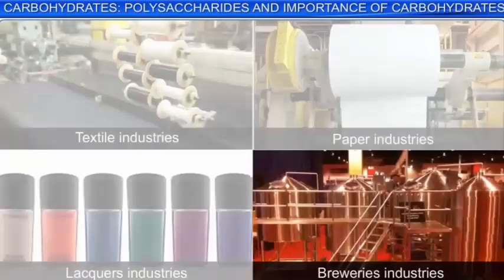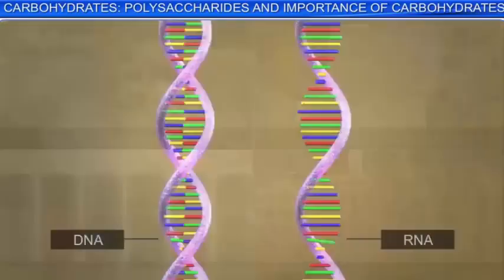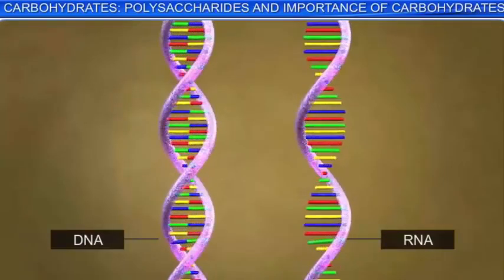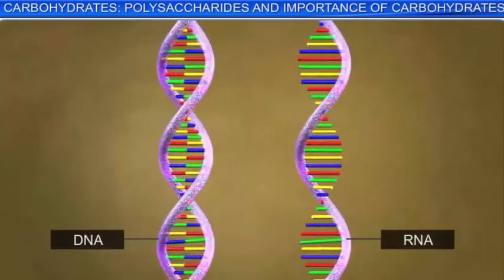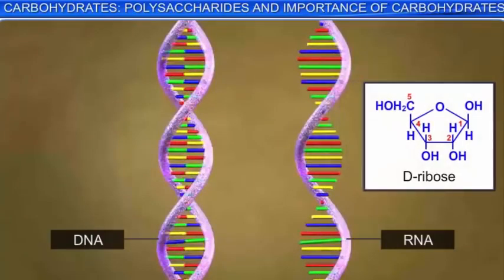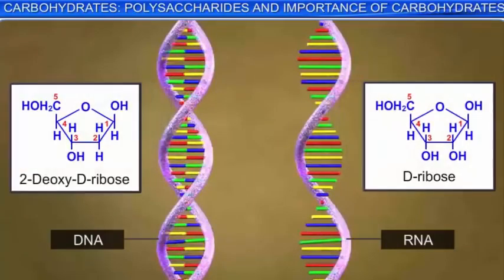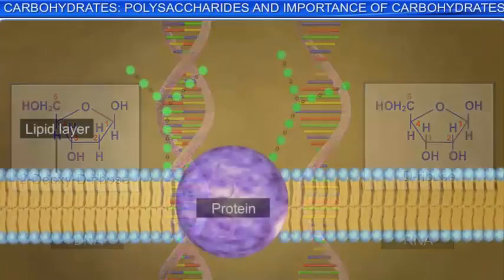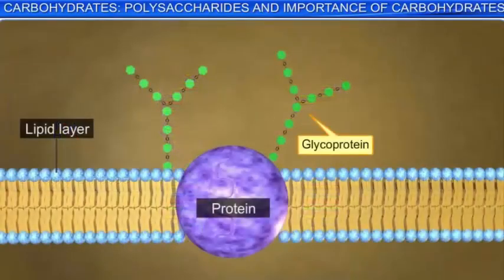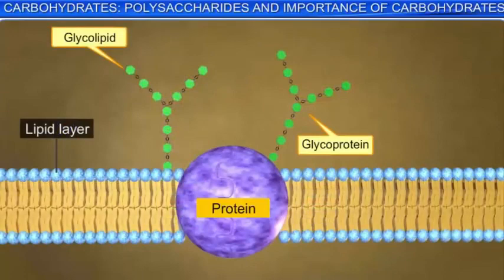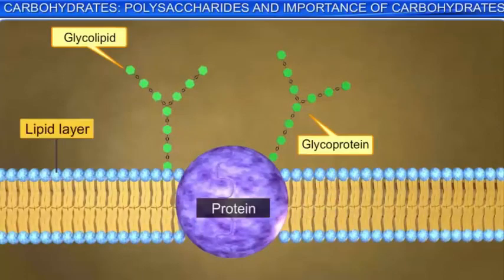Carbohydrates have a number of important biological roles. The sugars D-ribose and 2-deoxy-D-ribose are components of nucleic acids. Glycoproteins and glycolipids, that is, proteins and lipids with attached carbohydrate groups, carry out a variety of important biochemical functions.